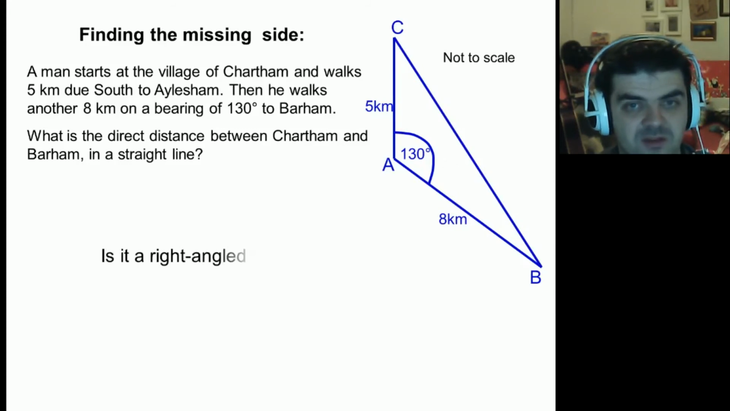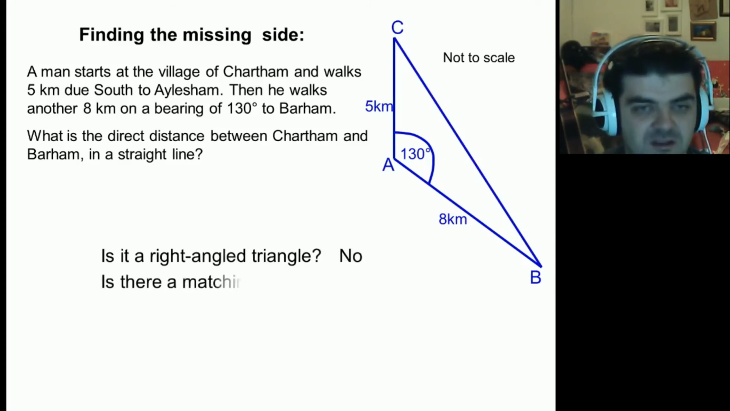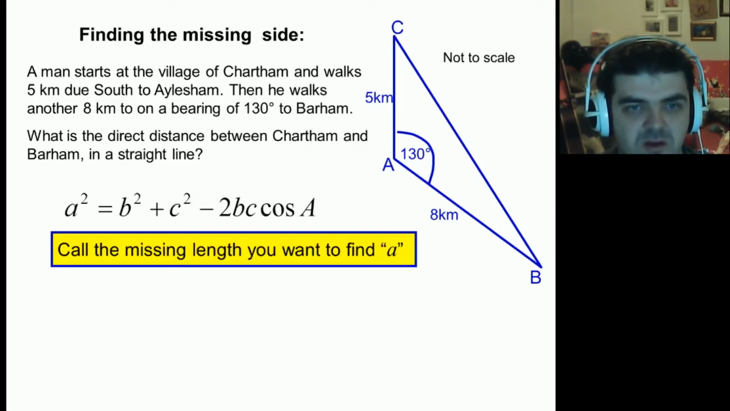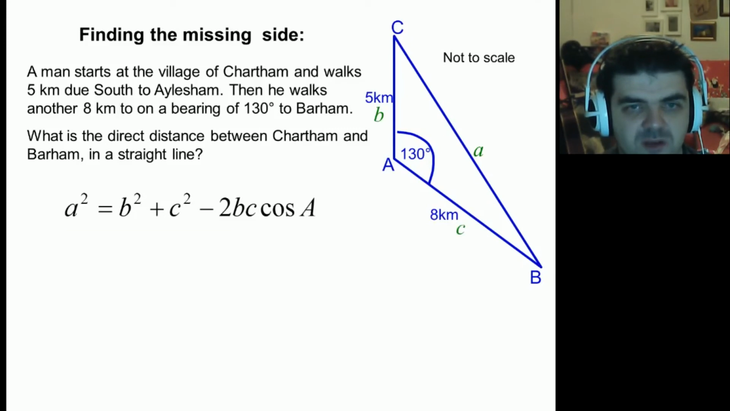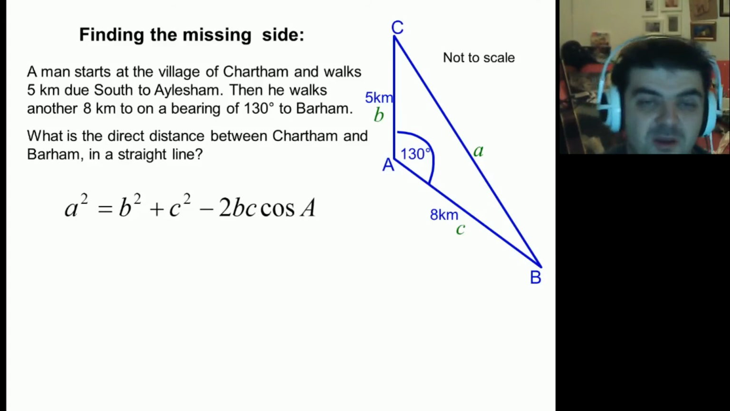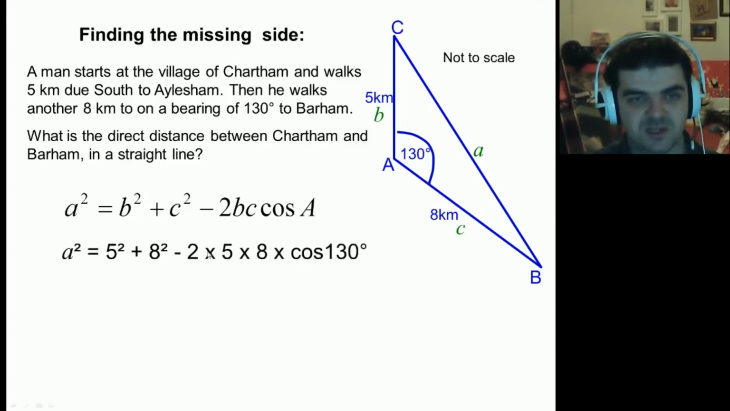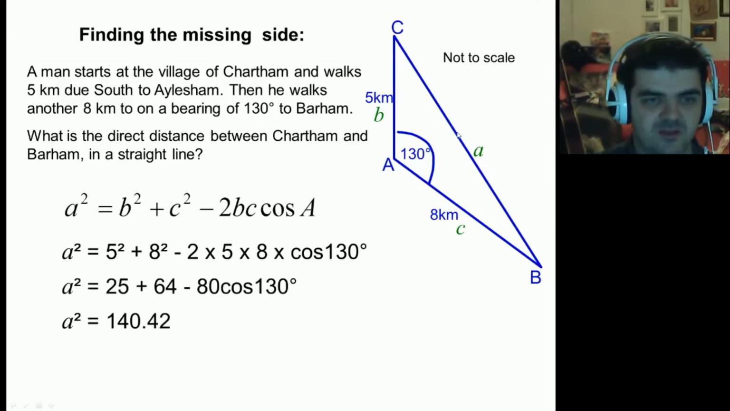So we'll label our sides A, B, and C. It's not right angled. There's no matching pair. We're going to use the cosine rule. We're going to label the sides. It doesn't matter what way round B and C go. And we're going to fill in our values. A squared equals 5 squared plus 8 squared minus 2 times 5 times 8 cos of the angle 130. When you pop all that into your calculator, you should get 11.85 kilometres.